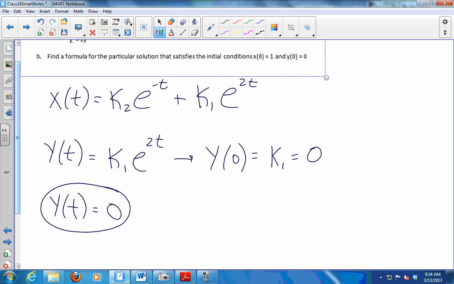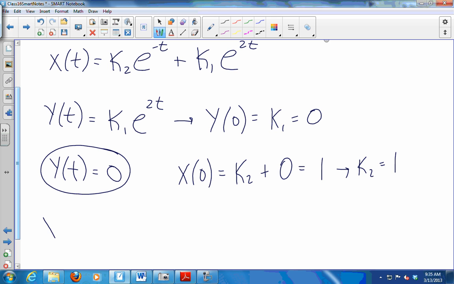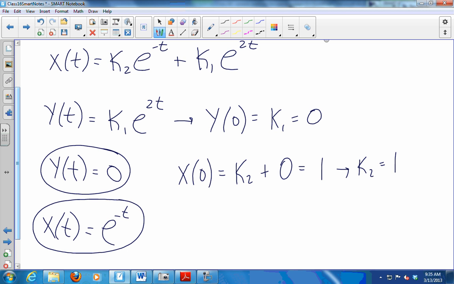And then x of 0 is 1. x of 0 would be k2 plus plugging in k1, which is 0. That means k2 has to equal 1. So my x of t solution is going to be e to the negative t. And k1 is 0, so that term goes away. That's it.